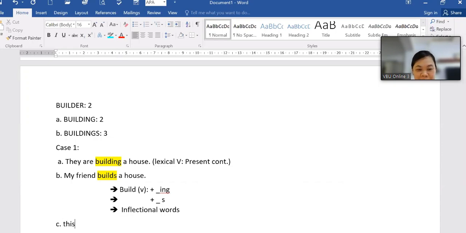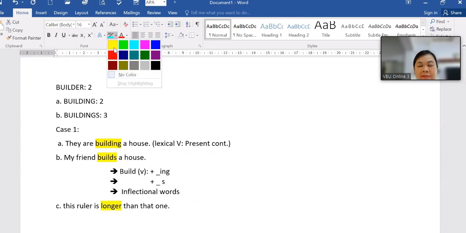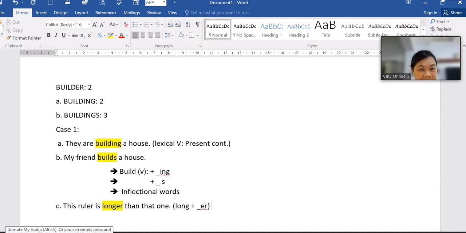This ruler is longer than that. So we have the adjective longer. This sentence means that you put the adjective long with er to create a comparative adjective. Is this right? Yes or no? Yes.